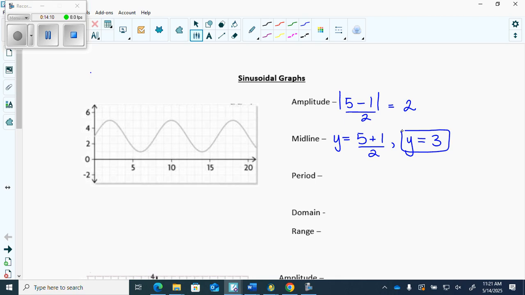You have a median value. The period is how long it takes to repeat itself. So pass to max, pass to min, back up to that height is from 0 to 8. So the period is 8. My domain for every single one of these is x is an element of the real numbers, because it keeps going on forever. My range is a sandwich.